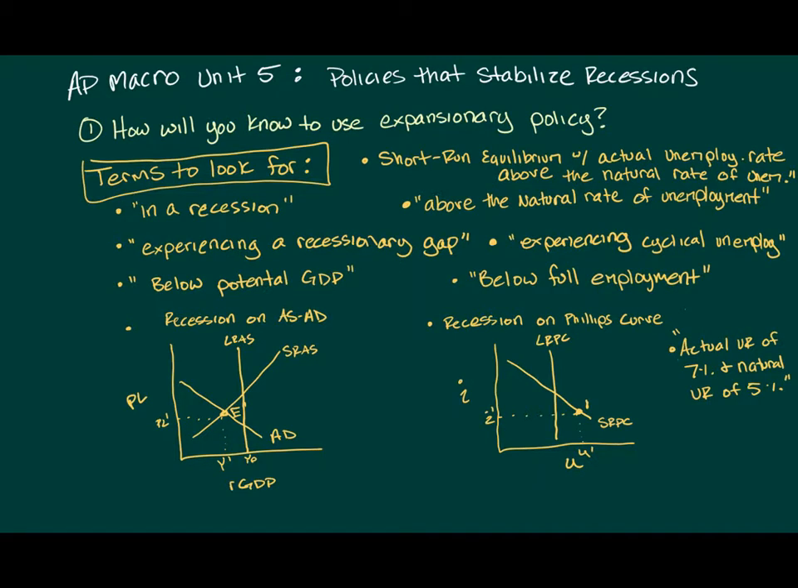And then relatively recently, an FRQ stated that the economy has an actual unemployment rate of 7% and a natural rate of unemployment of 5%, thus cluing in the kids that the actual rate of unemployment was higher than the natural rate, meaning there must be some cyclical unemployment, meaning we're in a recession.